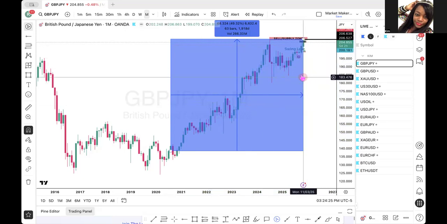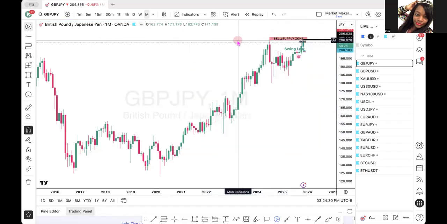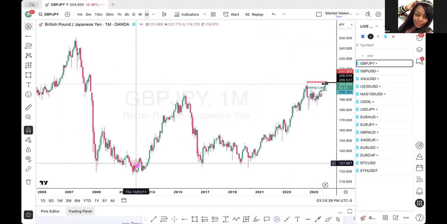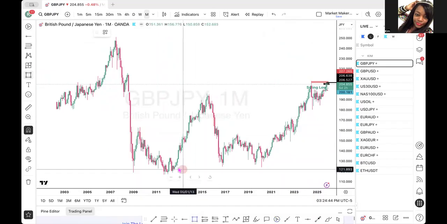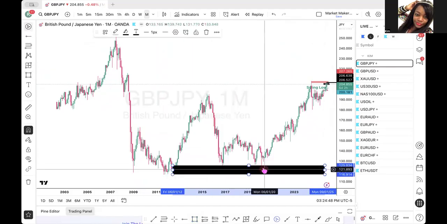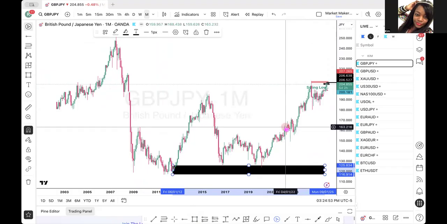So this just goes to show, once you know what you're doing, once you know what to look for. For me, this would have been a break of structure. This just would have been my demand zone, and that's how I trade. Price would have come here and took off. And that's all I got to say about that. I just know what to look for.